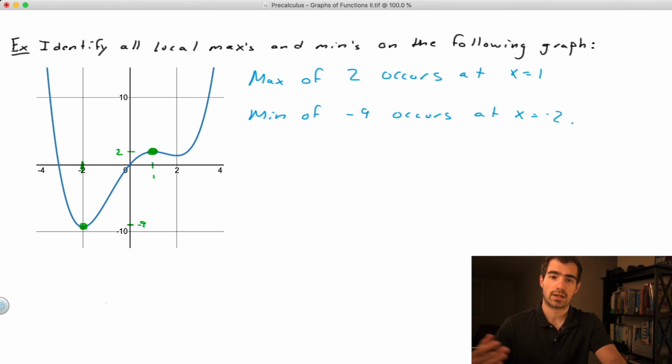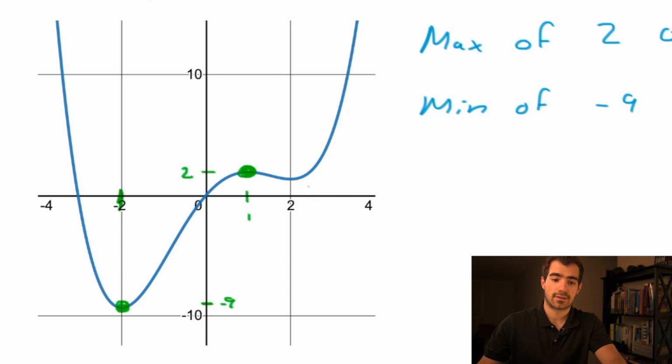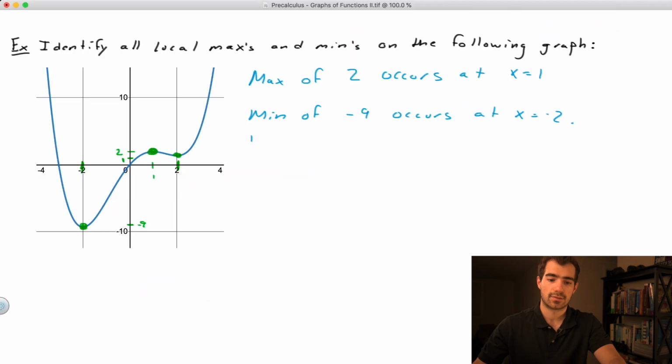But we're not quite done just yet, because we also have another point where this reaches a valley. It's not as steep of a valley perhaps, but it still does go from decreasing to increasing, and that's going to occur right here. And so this value looks to be maybe a little bit less than the one we had before, so maybe we'll call that y is equal to 1, and this occurs at x is equal to 2, and so we can say we also have a min of 1, which occurs at x is equal to 2.